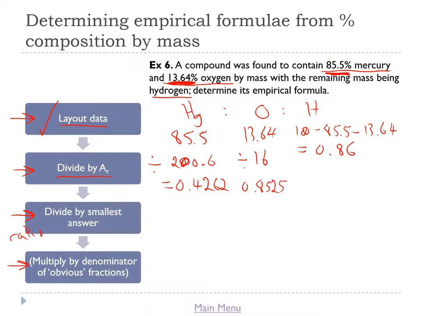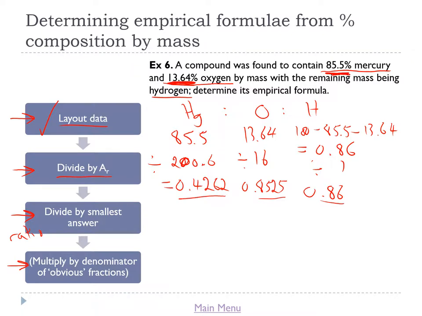And if we divide hydrogen by its atomic mass, which is 1, we get 0.86. Now, we need to work out the ratio of these things to each other. You should more or less be able to see by eye that these are basically the same size and they are double the mercury.